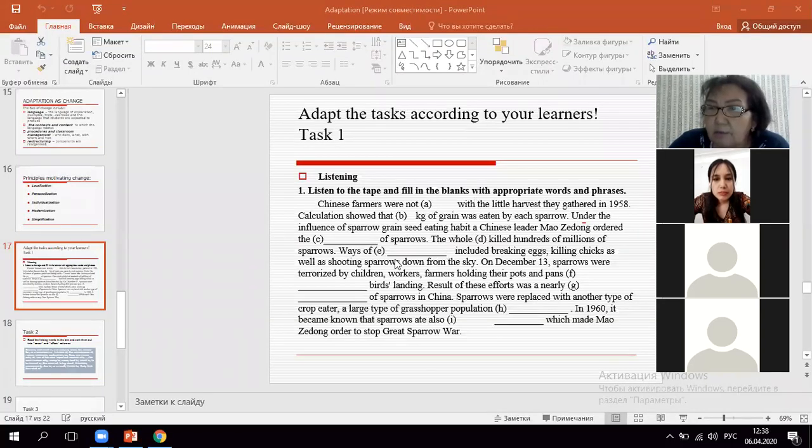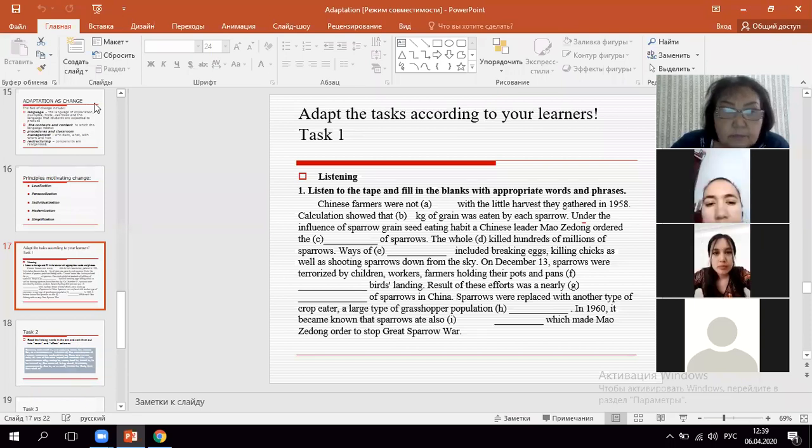For what factor? Learner factor, teacher factor, topic factor, or content factor? Why are you adapting this material? The next material. So task 2.